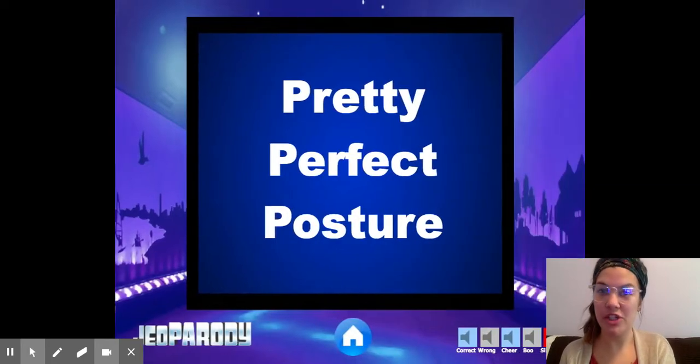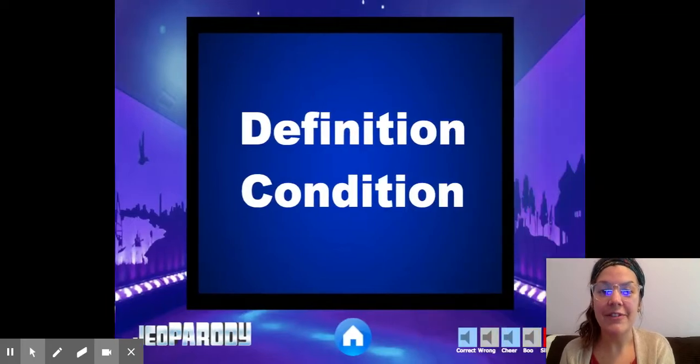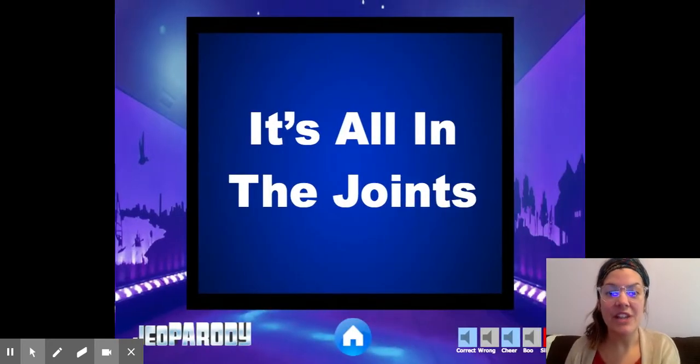Pretty perfect posture. It's going to be questions about your posture. Definition condition. So this is going to be, I'm going to give you a word, you have to define it. Or actually, I'm going to give you the definition and you have to tell me what the word is. It's all in the joints. This is questions about your joints.